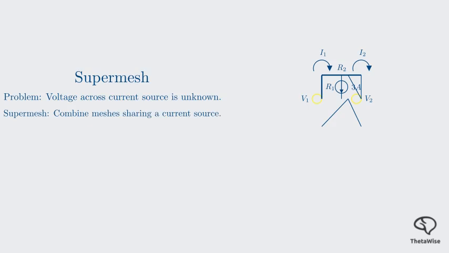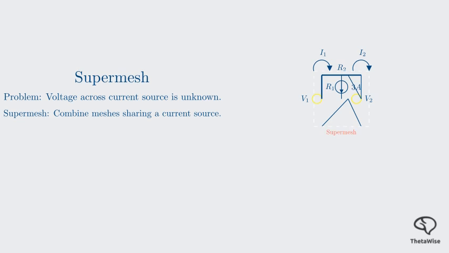A supermesh is formed by combining the two meshes that share the current source. Think of it as cutting out the current source and the branch it's on, and then treating the remaining larger path as a single mesh. So, we'll draw a larger path, encompassing both loops but skipping over the current source. This is our supermesh.